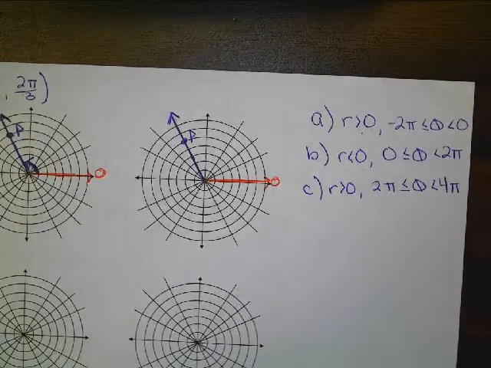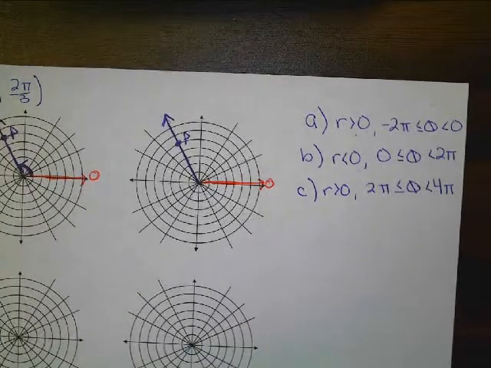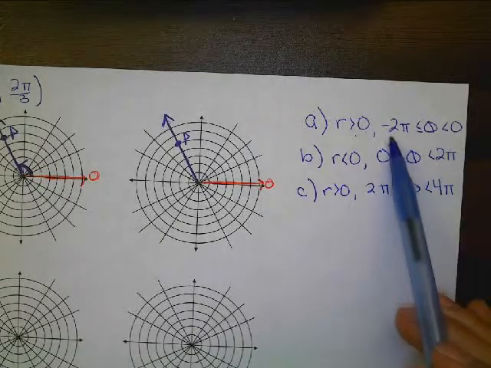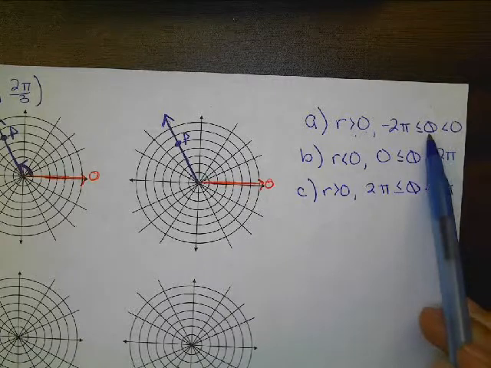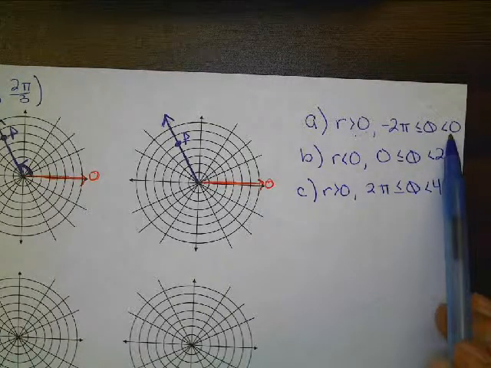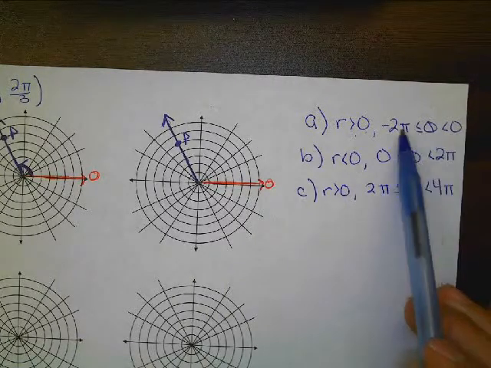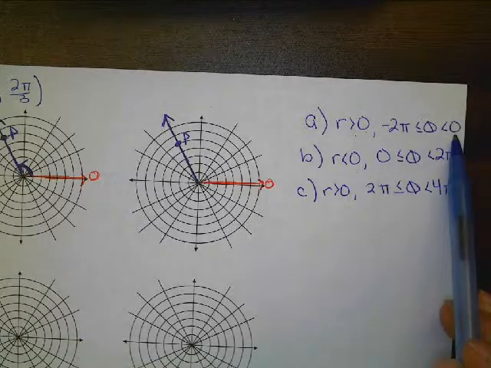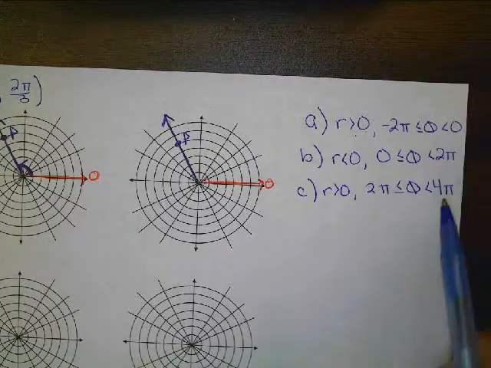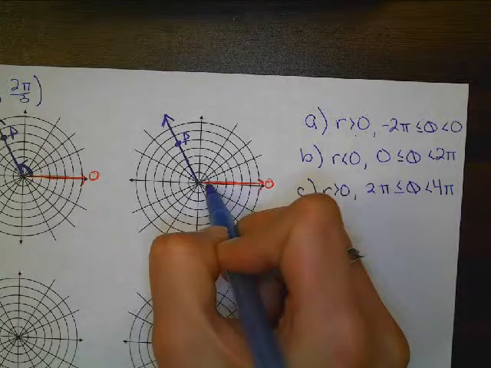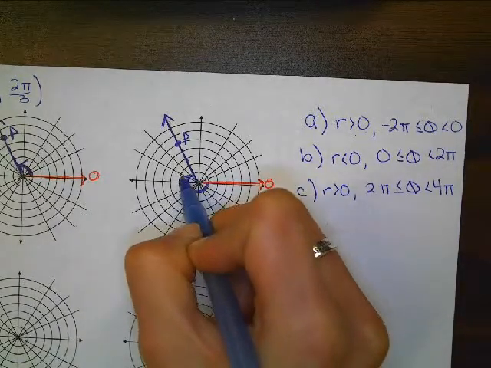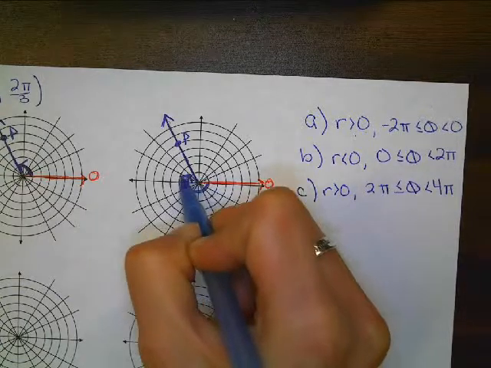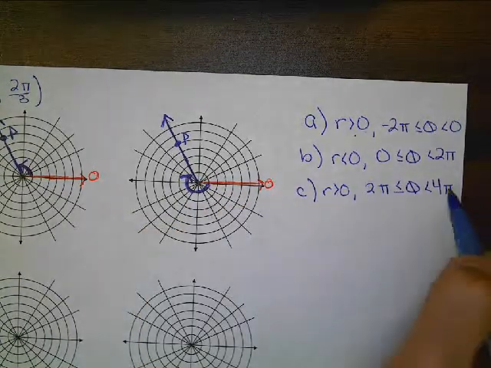Now, my angle that I'm actually going to use to get to that point, though, is going to change. And that's going to be based on this criteria right here, greater than negative 2 pi and less than 0. So if I want to be between negative 2 pi and 0, that means I have to have a negative angle, which means I have to go clockwise. So from 0 here, I'm going to go around this direction, however many radians that is.